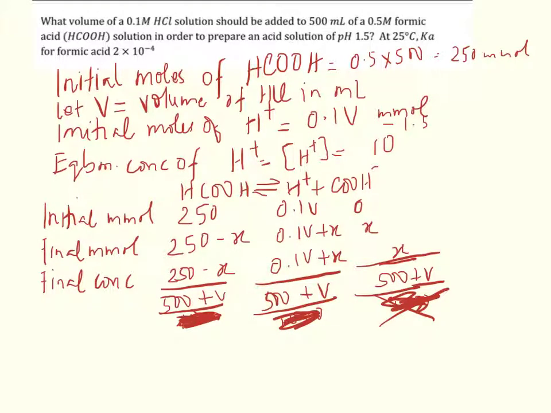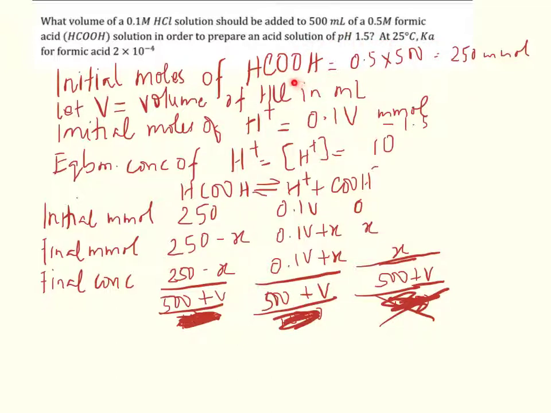Okay, so there's considerable trouble with this problem, so I thought I'd explain it. Here's the problem. What volume of a 0.1 molar HCl solution should be added to 500 ml of a 0.5 molar formic acid solution in order to prepare an acid solution of pH 1.5, and you're given Ka.